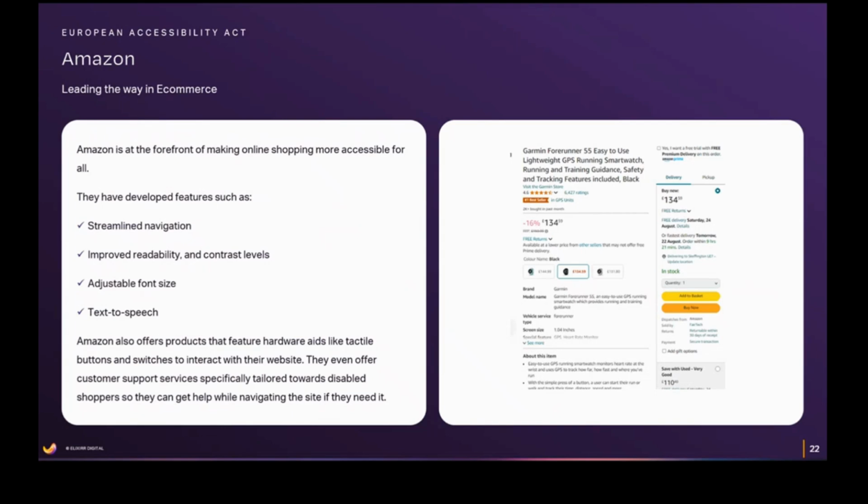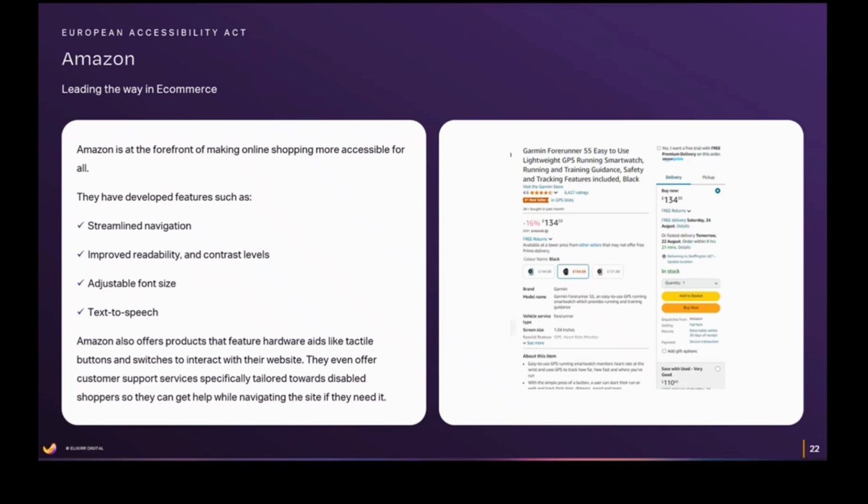So we've picked out 2 examples of strong accessibility from a digital perspective, from a website perspective. The first one we're going to look at is Amazon. So Amazon could be considered as being at the forefront of making online shopping more accessible for all. So they've developed features like streamlined navigation. I'm sure everyone on this webinar has used Amazon. Everyone's very used to how to get around it. It's very simple. So improved readability and contrast levels.